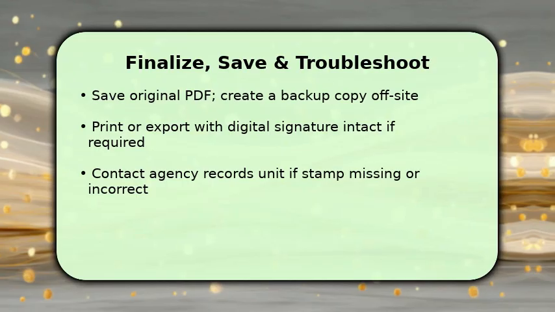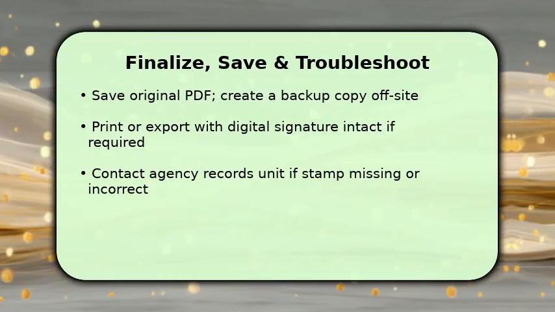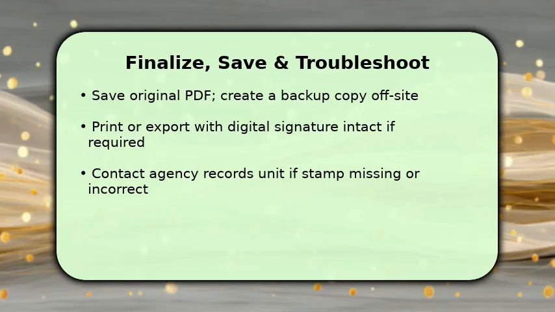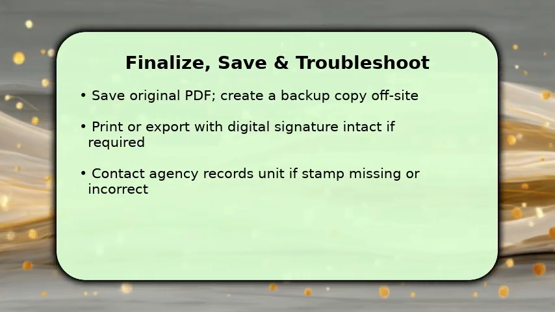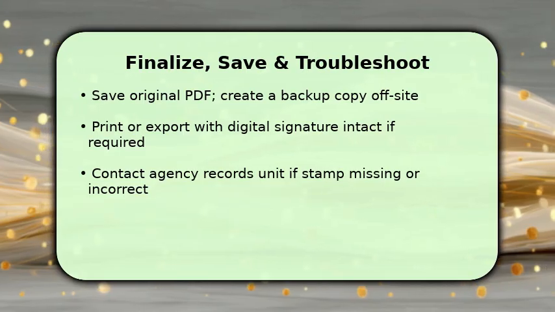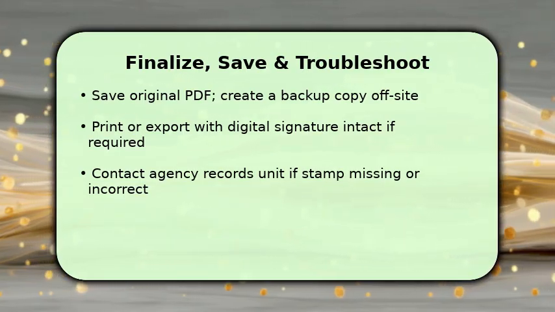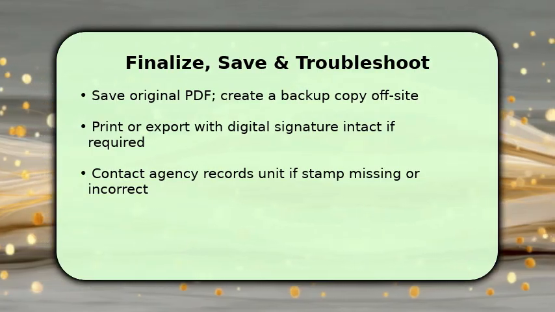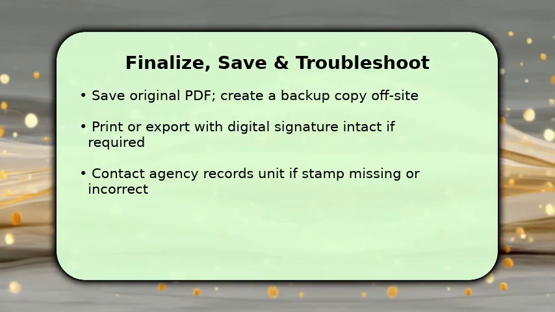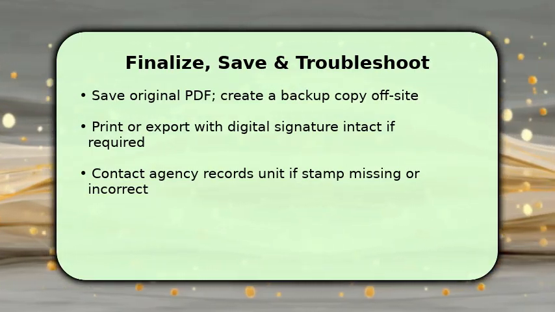If you must submit the document, print or export while keeping the digital signature intact, and note the file name, timestamp, and retrieval date. If the stamp is missing, mismatched, or the file won't open, contact the agency records unit immediately and report the report number and retrieval steps. That's the fastest way to correct a filing or system error.